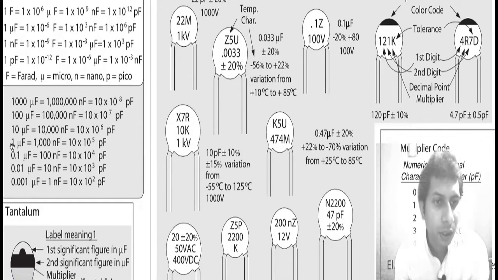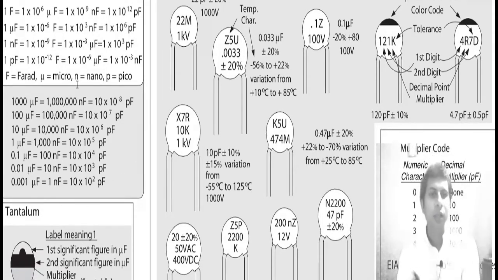And you can have all these kinds of values from this chart. Okay, now we will try to find different types of values or codes written on those.